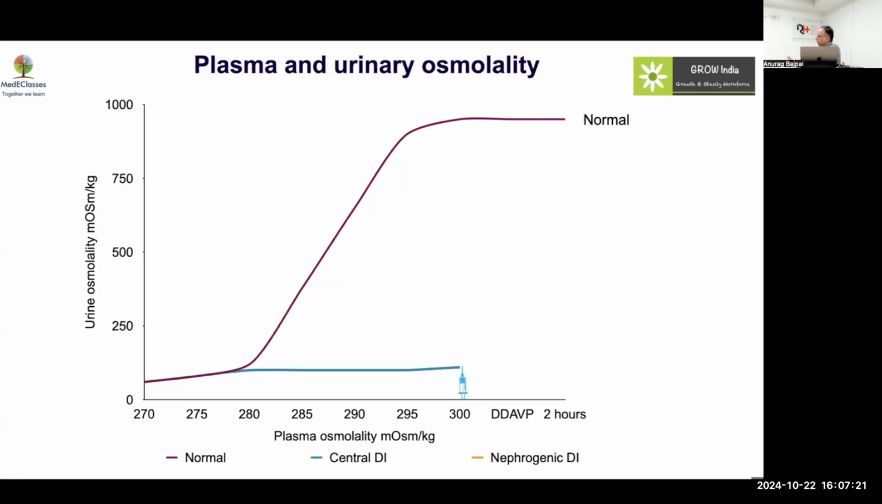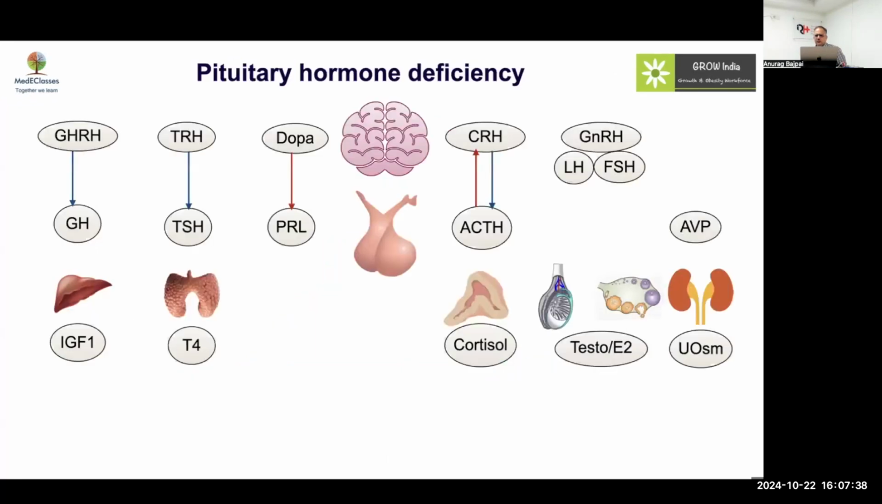This is normal. However, if your plasma osmolality is increasing, but the urine osmolality is not increasing, this is DI. There's no confusion about that. If you give AVP, and there is a 50% increase, not a huge increase, this is complete DI. If there is no response, less than 50%, this is complete nephrogenic.